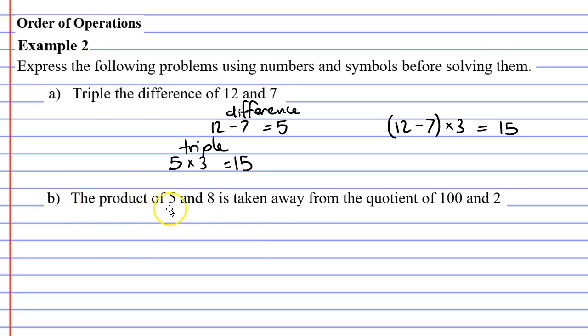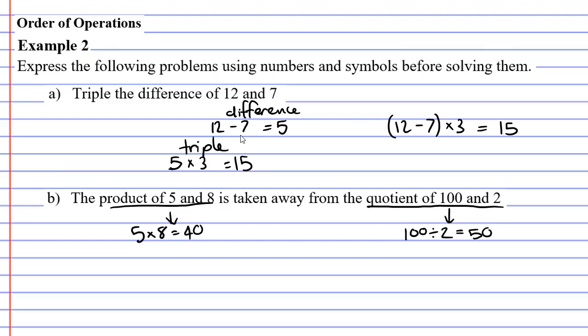Okay, now moving on to question B. This one says the product of 5 and 8 is taken away from the quotient of 100 and 2. So let's just break this down a bit at a time. Product of 5 and 8. What's that? Well, product actually means times. So we're just going 5 times 8, which in this case is 40. So that's that part. And we've got the quotient of 100 and 2, and quotient means division. So we're going to go 100 divide 2, which is 50.